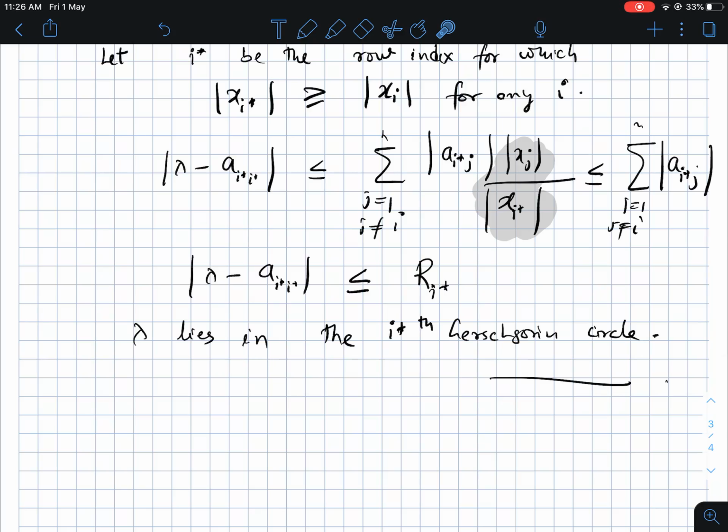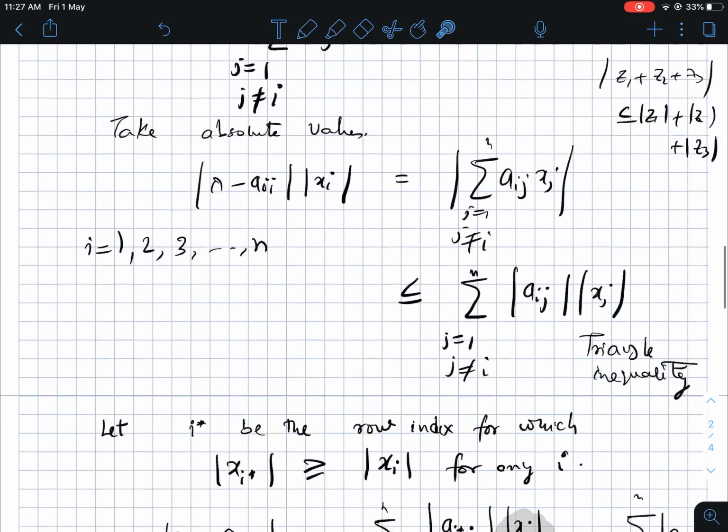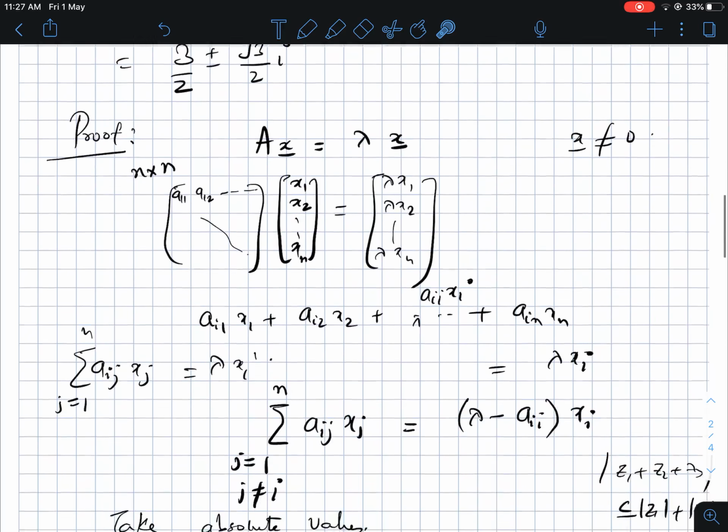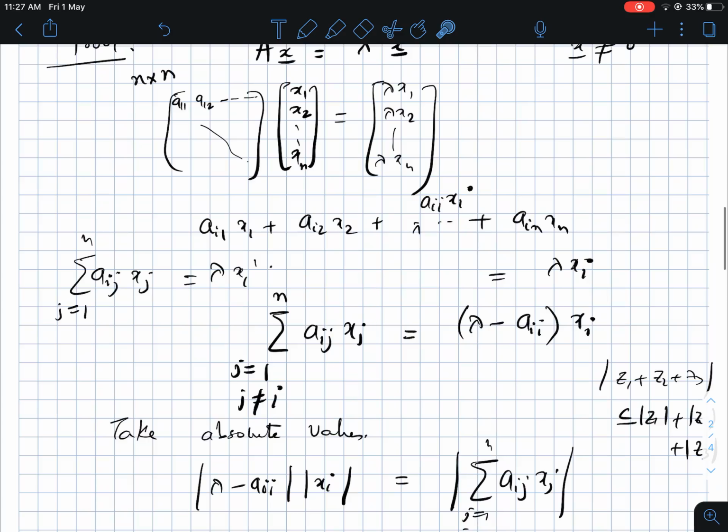So what does the proof basically tell you? It tells you that lambda lies in one of the Gershgorin circles. Which Gershgorin circle it lies in depends on the corresponding eigenvector. So if your eigenvector has some largest element, then it will lie in that corresponding Gershgorin circle. But as we discussed in probably the third lecture or so, finding eigenvectors is probably a bit hard. So you don't want to do that.